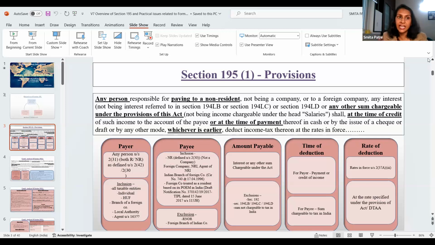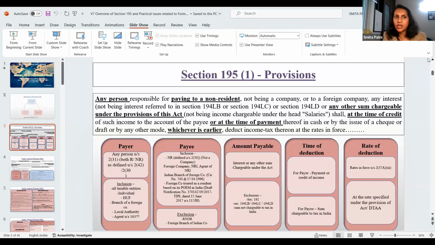So even the agent of an NRI or agent of a resident is also responsible for paying to a non-resident in case the sum is chargeable to tax. So any person, all taxable entities are included. There is no exclusion in any person responsible for paying as per section 204, as I already explained.